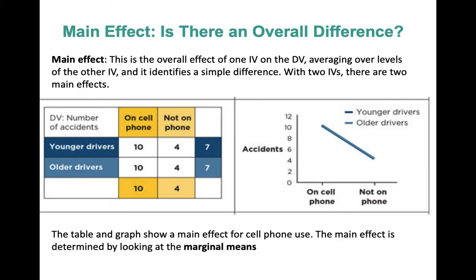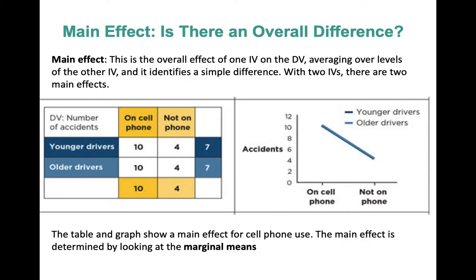Well, by asking whether there's an interaction, we're asking whether the effect of one independent variable depends on or differs at the levels of the other variable. So the way that we're going to look at that is we're going to look at our overall effect. Our overall effect, looking at the marginal means, is to say that ignoring our participants' age for the time being, on average, participants had 10 accidents when on the cell phone and 4 accidents when not on the cell phone.